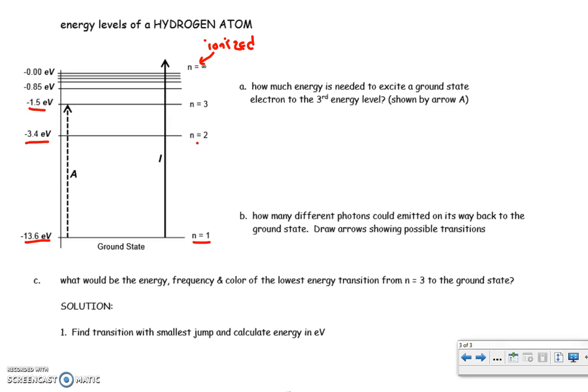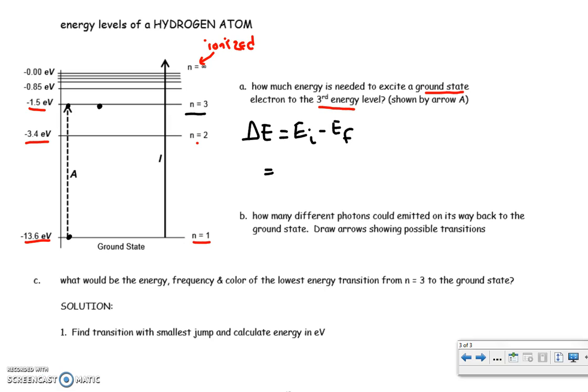So let's look at a sample problem, and I want you to try one on your own before you come into class. First question: how much energy is needed to excite a ground state electron to the third energy level, as shown by arrow A? If you're asked to draw a transition, A has been drawn for you. We've gone from the ground state all the way up to N equals 3. So an electron is sitting there, and we know that it's not going to stay there indefinitely. It's going to spontaneously drop down. So we want to know how much energy is needed. Well, it's as simple as reading the diagram. The change in energy is simply equal to the initial minus the final.